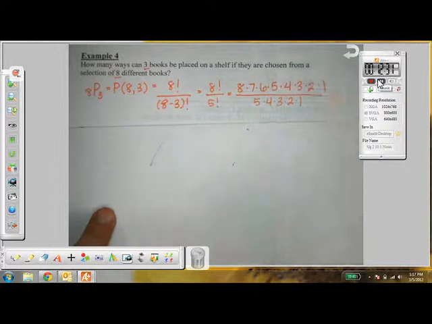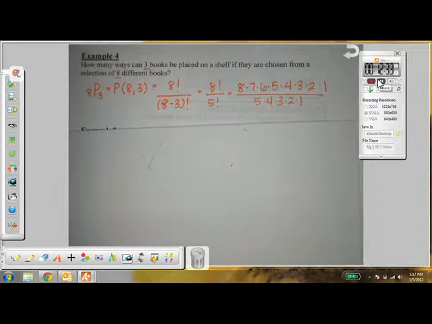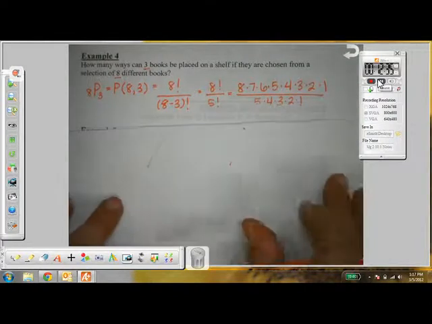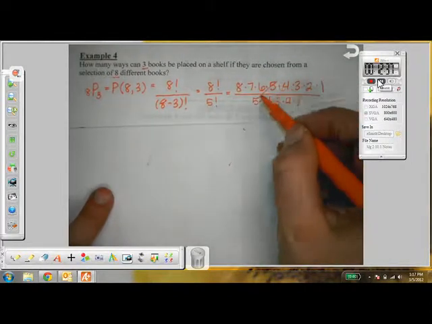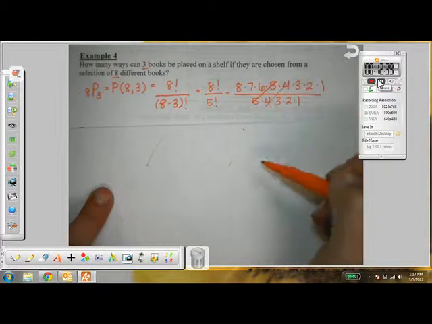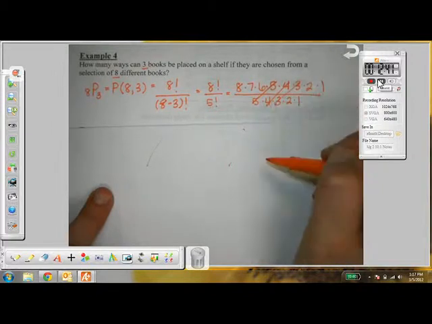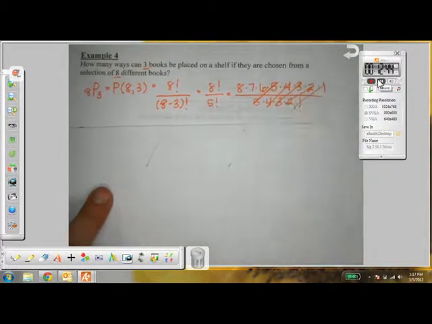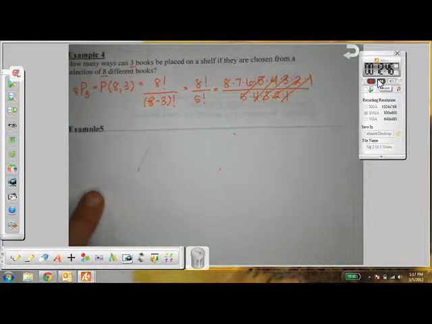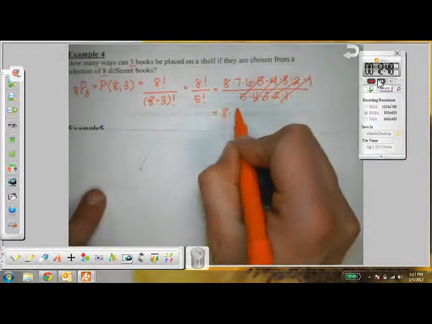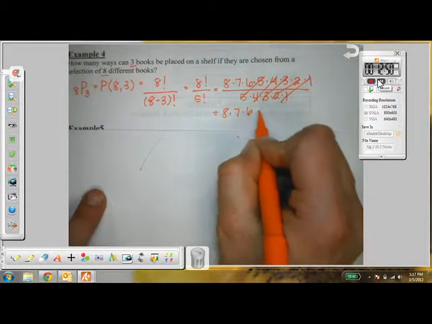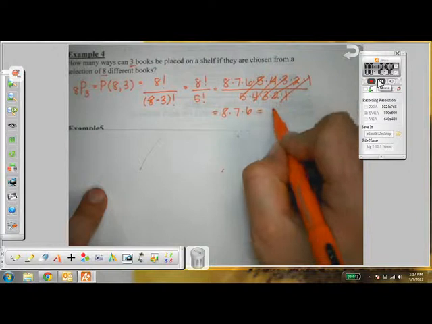What can we do before we start multiplying everything together? Eliminate. There's a lot of canceling we can do. Those 5s cancel, those 4s cancel, the 3s cancel, 2s and 1s all cancel. So this all comes out to 8 times 7 times 6, which gives me, anybody? 336.